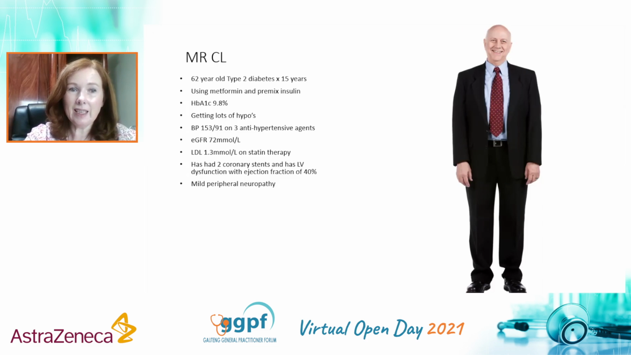Mr. CL is a 62-year-old diabetic for many years, 15 years, and currently on insulin and metformin with poor control at 9.8%. He's getting lots of hypoglycemic episodes. The first thing I'm going to think about is I need to adjust his insulin. His blood pressure is not ideally controlled on 3 different antihypertensive agents. He has reasonable kidney function, and his LDL is at target.